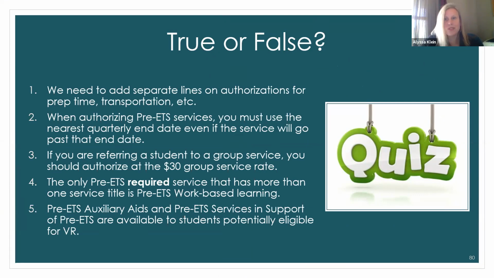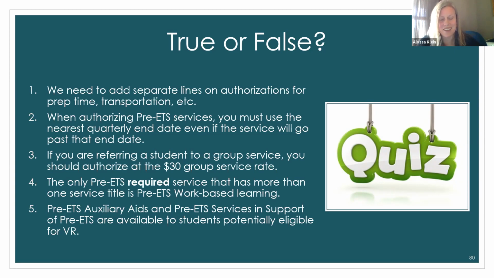All right, let's review the answers. Number 1 says we need to add separate lines on authorizations for prep time, transportation, etc. And the answer here is false. The time is all rolled into the Pre-ETS services, so there are not extra lines on the authorizations for those items. Number 2, when authorizing Pre-ETS services, you must use the nearest quarterly end date, even if the service will go past that end date.